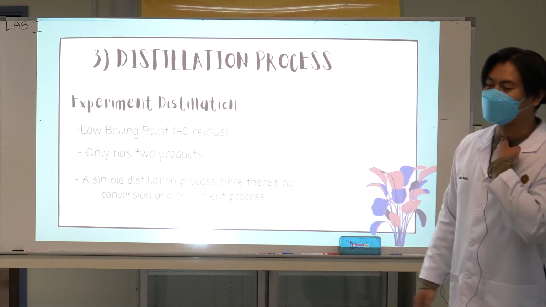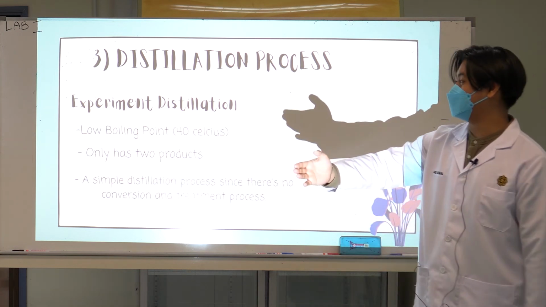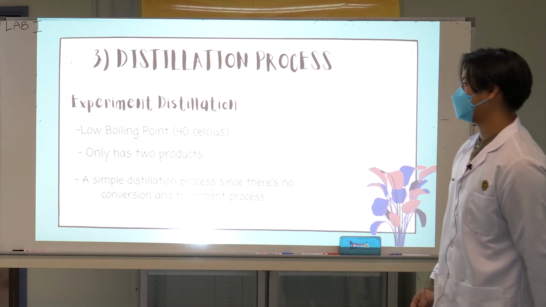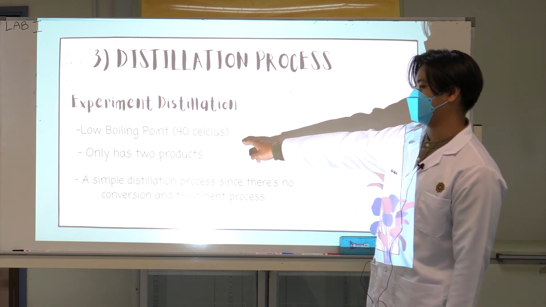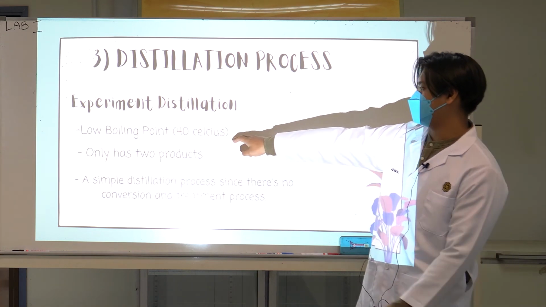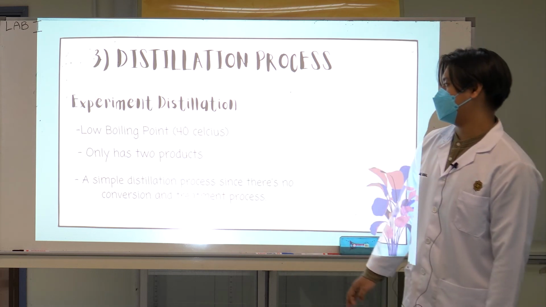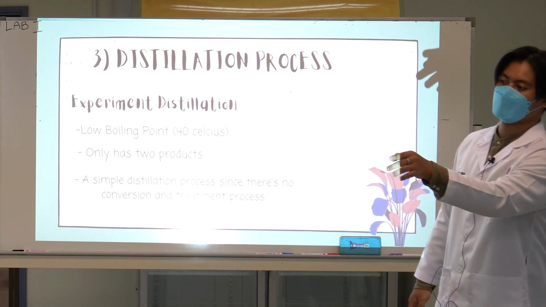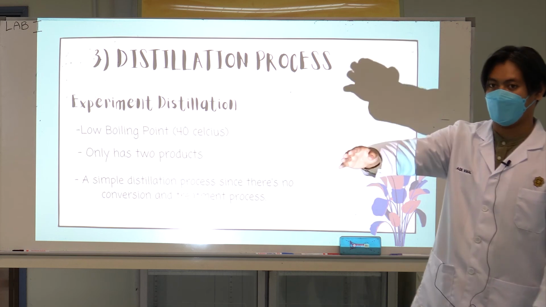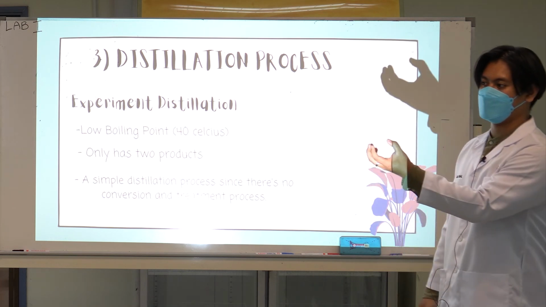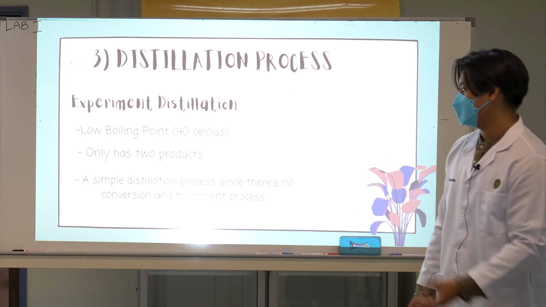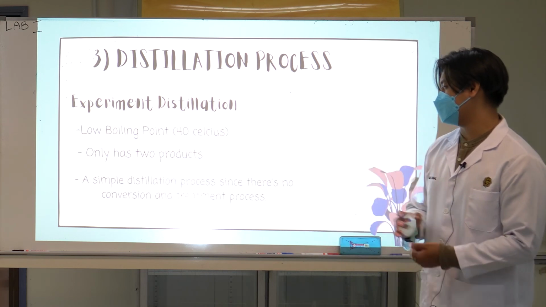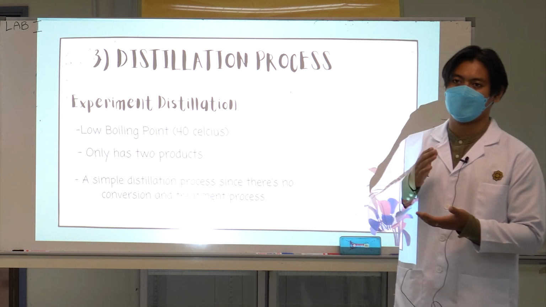Distillation process. The first one is the distillation experiment, known as simple distillation. In this experiment, the boiling point for the solution I think is 40 Celsius, and it only has two products that will flow into the flask at the end, and the one that is left over in the round bottom flask. It is a simple distillation process because there is no conversion and treatment process such as petroleum refinement.